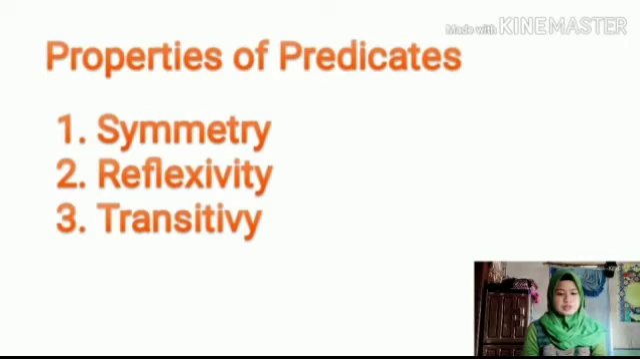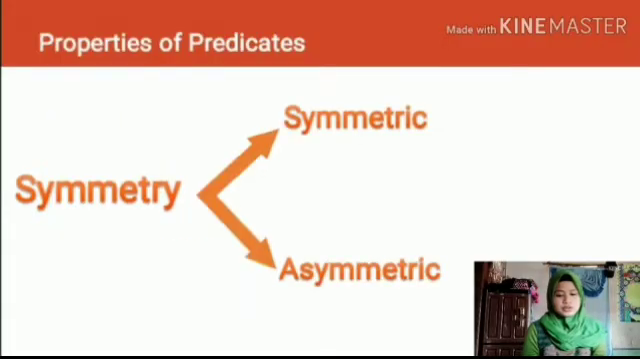The groups might come under the heading of symmetry, reflexivity, and transitivity. The 2 properties of each group are related to each other in exactly parallel ways. Okay, we are moving to symmetry. Symmetry is divided into 2, symmetric and asymmetric.